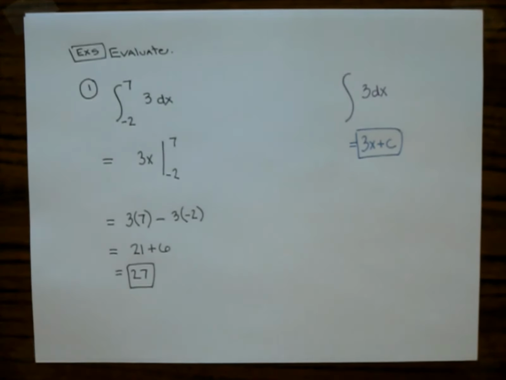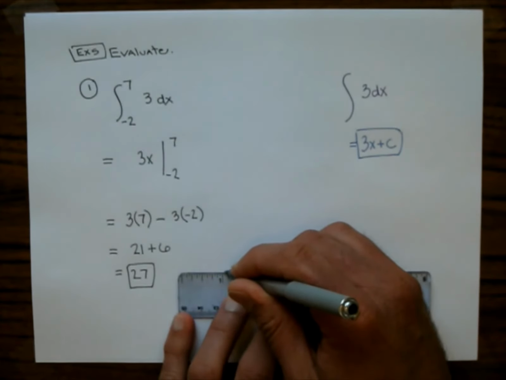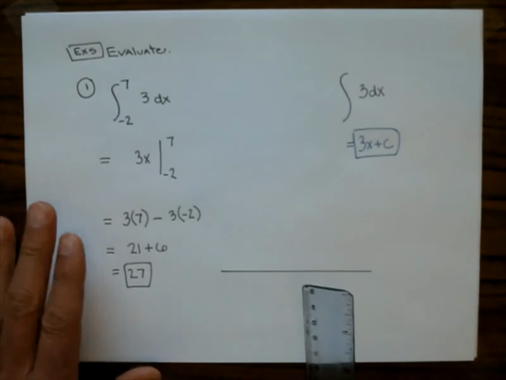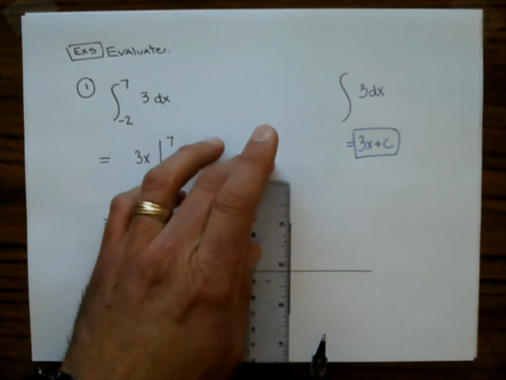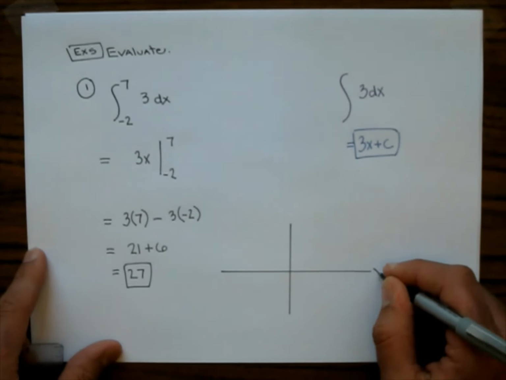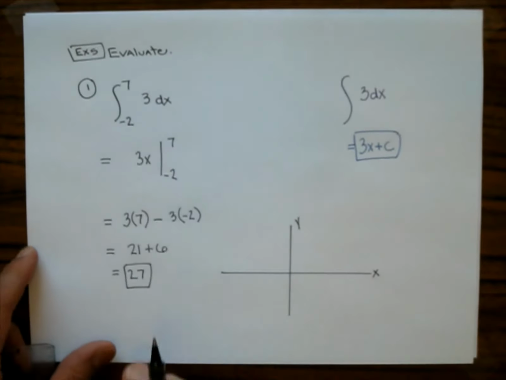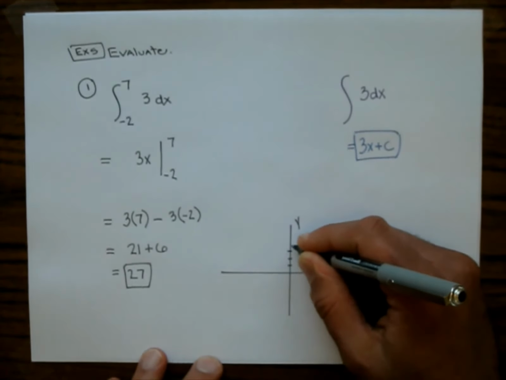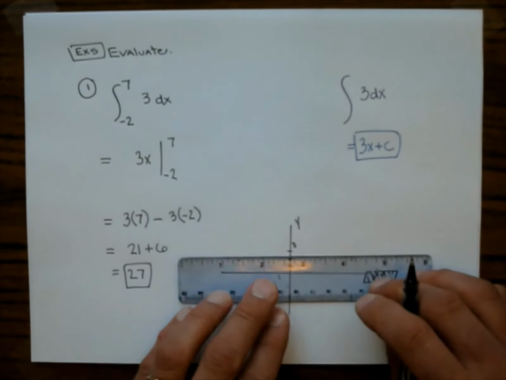What does this mean? This means the net area. I'm going to go ahead and draw this graph. In your homework, they're going to have you do this a few times, so I might as well do it on this one and maybe another one. And so here's x, here's y. My original function says y equals 3. So 1, 2, 3. We're going from -2 to 7.